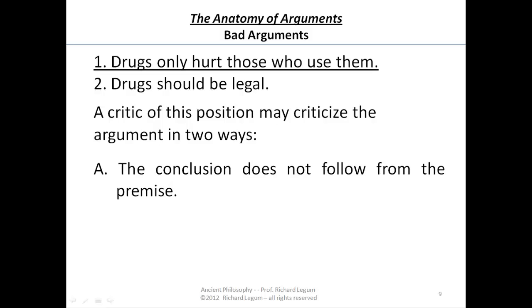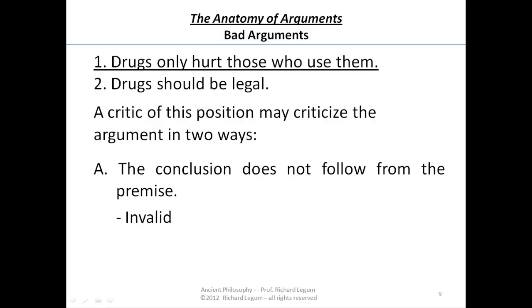Well, first of all, the conclusion doesn't follow from the premise. And here we're talking about following logically from the premise. Assume drugs only hurt people who use them. It doesn't follow that they should be legal. That is, letting your kids jump off the roof of your building, and let's say you live in a 10-story building, will only hurt those kids. It doesn't mean that we should make it legal for little kids to jump off a 10-story building, does it? So it doesn't look like that conclusion follows from the premises.